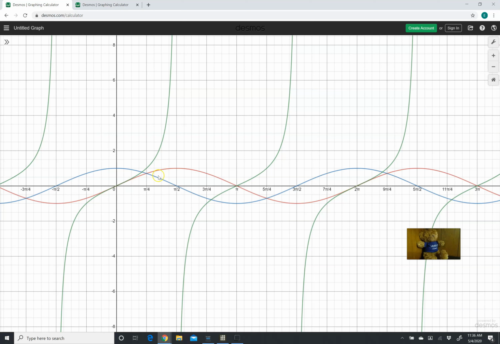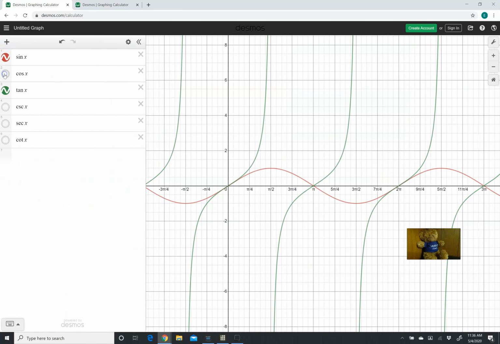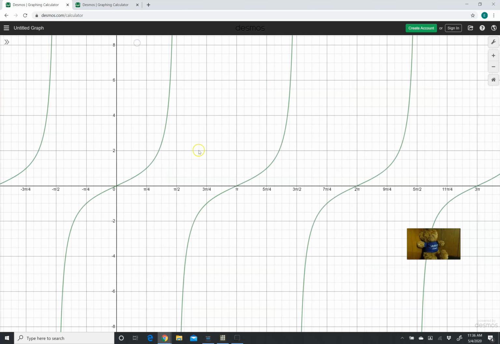Okay. When cosine is 0, that's where the blue graph is 0. So where cosine is 0, we have an asymptote. Okay, so this is what's going to help us identify. Let's look at tangent all by itself now. This is what's going to help us identify tangent.